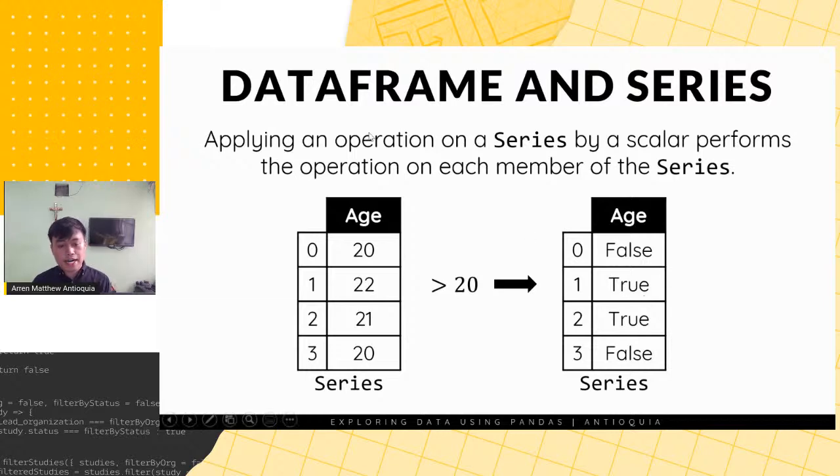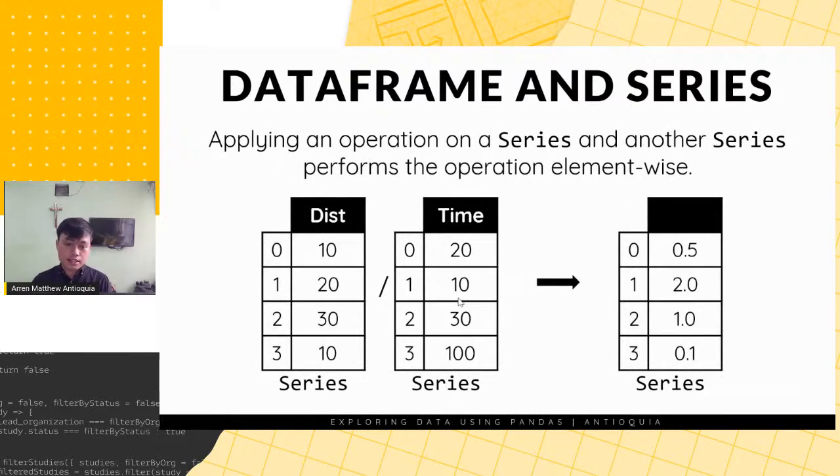If, for example, you have here a series and you want to conduct some sort of operation that is involving a scalar, it will compute member by member, or element by element. In this example, we have 20 greater than 20, that's false. So this will yield the Boolean value false, 22 greater than 20, that's true, and so on and so forth. So element by element, if you have a scalar here. You can also operate on two series, right? So in this example, we have this series and another series. We are dividing the values, that is element by element. So at index 0 divided by the value in this index 0, so that's 10 divided by 20, that's 0.5. Okay, so the operation aligns element-wise.